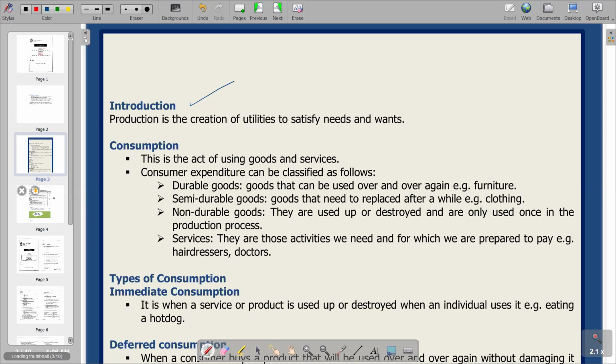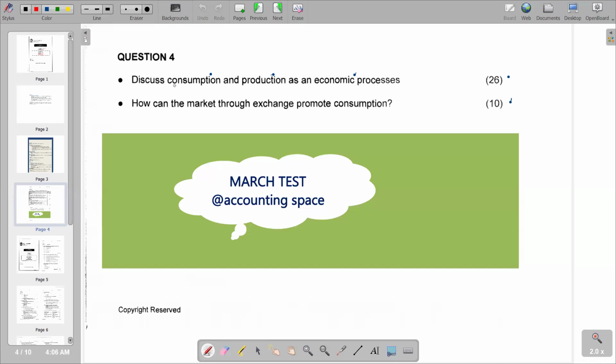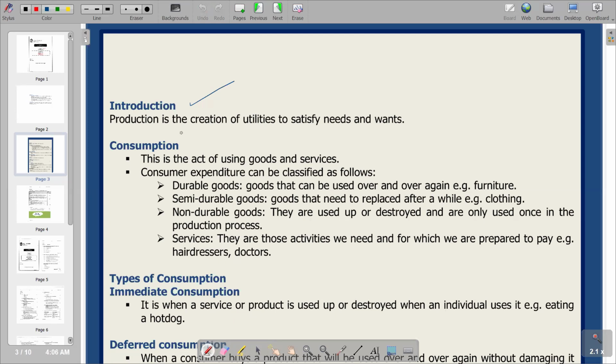So moving on to the main part now, which needs to discuss consumption and production as an economic process. We are going to start with consumption. Defining consumption again, it's an action of using up a resource. Any action that we undertake in the process of using up a resource is consumption. From an economic point of view, it is also defined as the purchase of goods. So generally, the purchase of goods also describes consumption. The information beneath our consumption reads that this is the act of using goods and services, and consumer expenditure can be classified as follows.